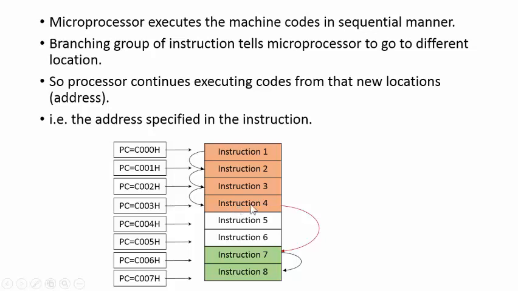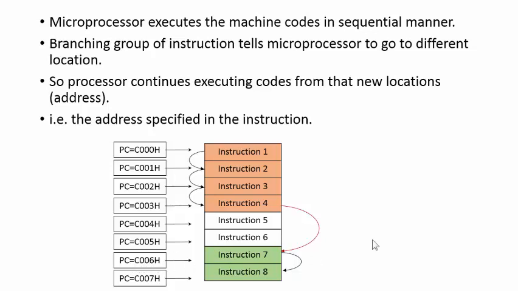To change the execution sequence, the branching group of instructions is mainly used. The branching group of instructions tells the microprocessor to go to a different location. That means instead of going towards the address C004, the branching instruction will tell the processor to go to C006 and start execution from there. So this is the use of the branching group of instructions. The processor continues executing the machine code from that new location or new address.